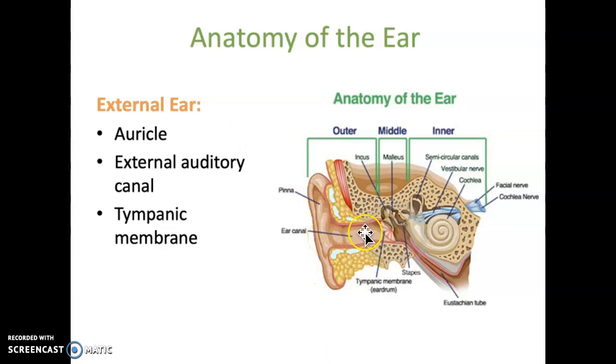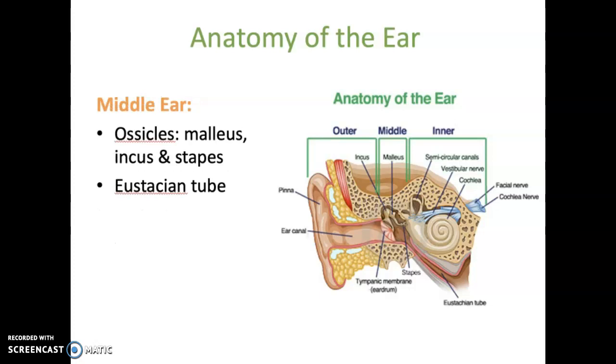The external auditory canal carries sound waves to the eardrum, which is called the tympanic membrane. It's a very thin membrane that vibrates in response to these sound waves. And this actually marks the separation between the external ear and the middle ear. So the middle ear comes next, and within the middle ear you have the ear ossicles, which are 3 tiny bones that the eardrum transmits vibrations to.